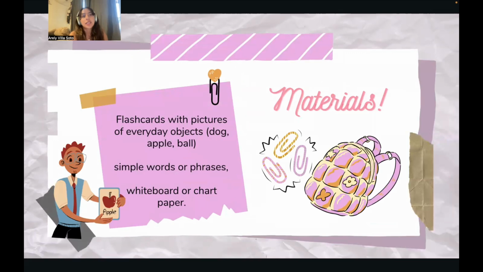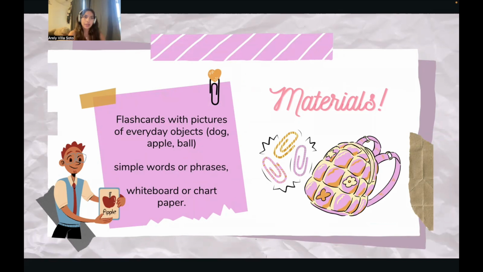So for the lesson, when you're trying to teach this theory, you're going to need flashcards with pictures of everyday objects like a dog, an apple, a cat, a mouse, whatever you want to use, and then simple words or phrases. Then you'll need a whiteboard or chart paper as you're teaching this, depending on what you're teaching.